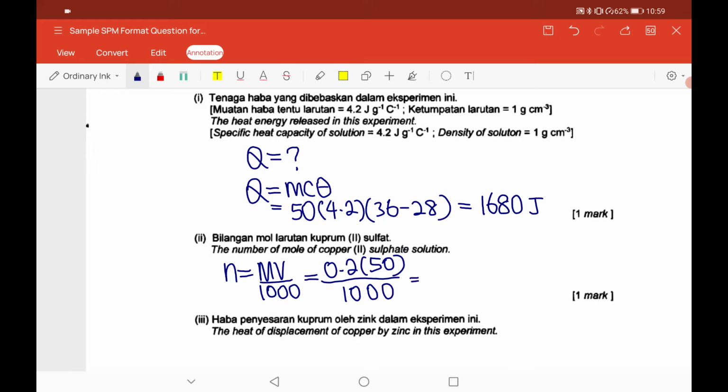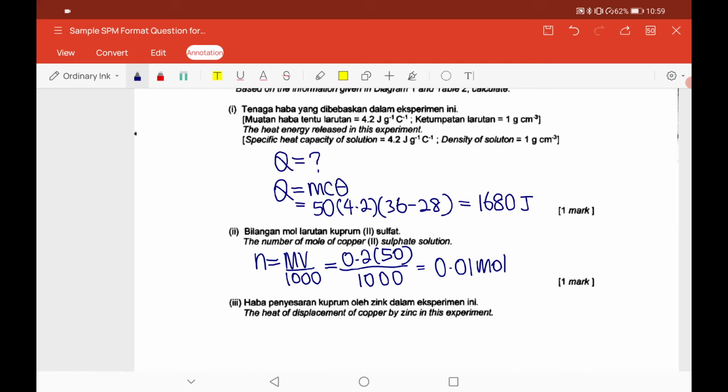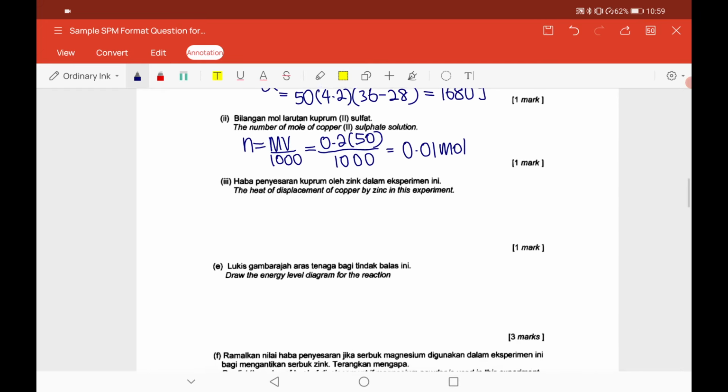Then same thing, we key in the whole thing to your calculator, yeah. When we key it in, you should get 0.01. And don't forget about the unit again. What is the final unit? Since we are looking for mole, the final unit is supposed to be mol. Yeah, that's it. So next one.